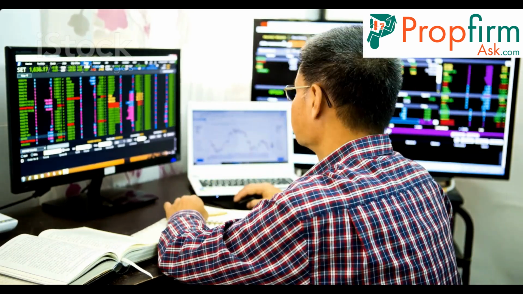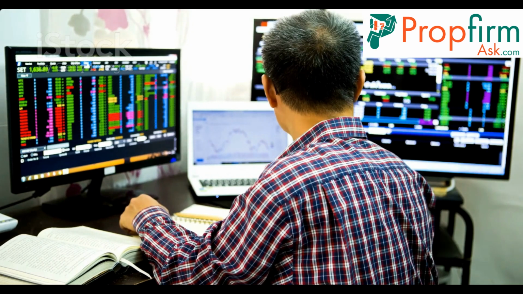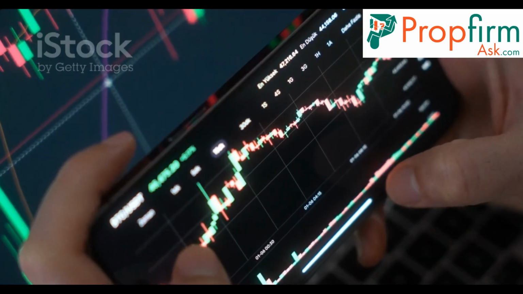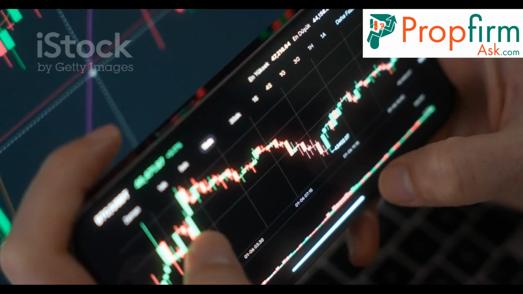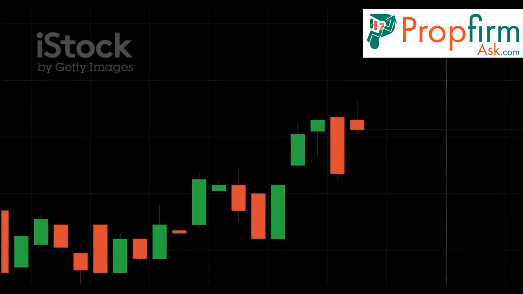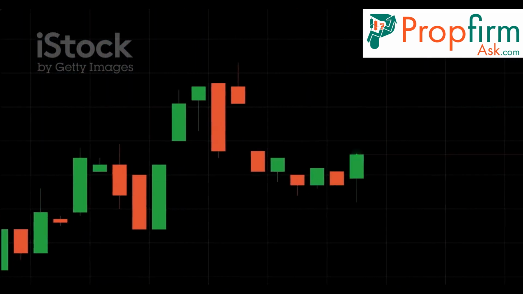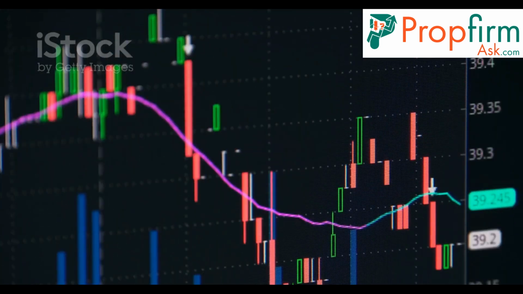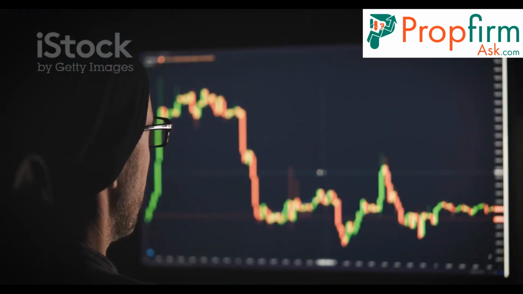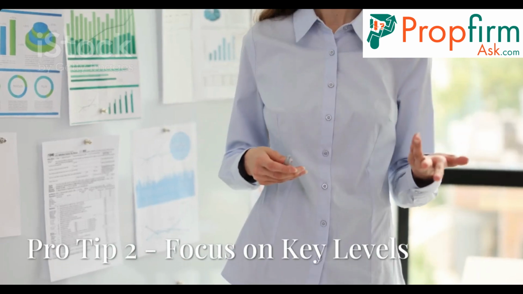Let me give you some pro tips to get even better results. First, avoid trading when pivot levels are bunched close together. That usually means the market is in a consolidation or range. You'll likely see choppy price action and false breakouts. Better to wait for cleaner setups.